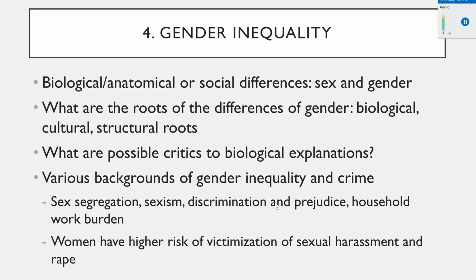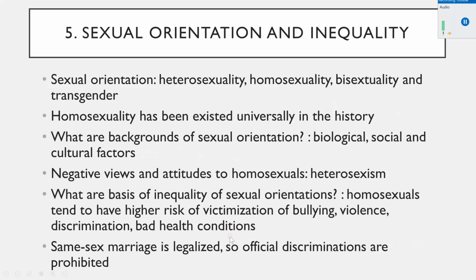And women have a higher risk of victimization, rape, or sexual harassment because of power differences. Sexual orientation and inequality. This is about sexual orientation, as in which gender or sex is their preferred sexual partner. So we see heterosexuals, homosexuals, bisexuals, and transgender people.